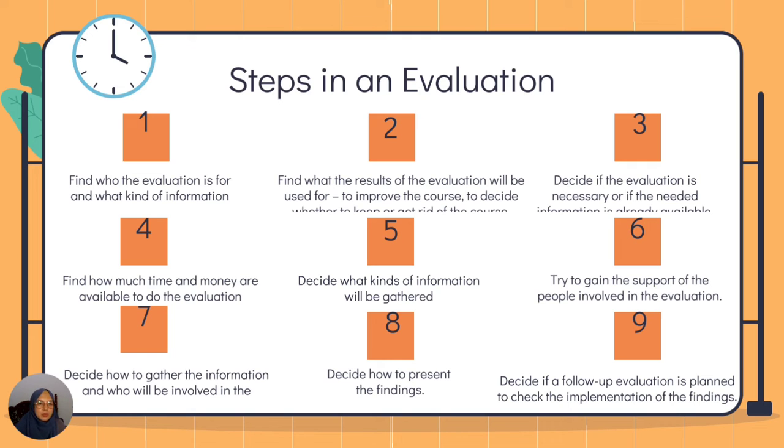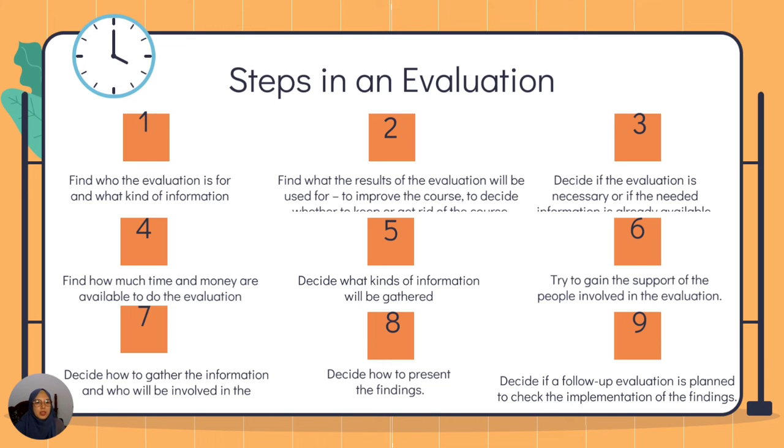After we find who the evaluation is for, the second step is we have to find what the results of the evaluation will be used for, to improve the course or to decide whether to quit or get rid of the course. After we find the result, we decide if the evaluation is necessary or if the needed information is already available.